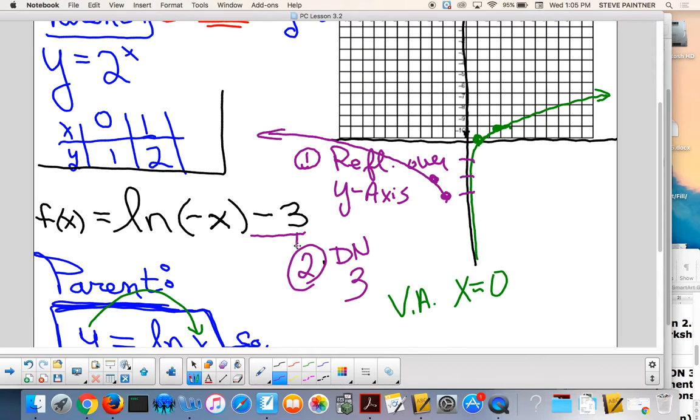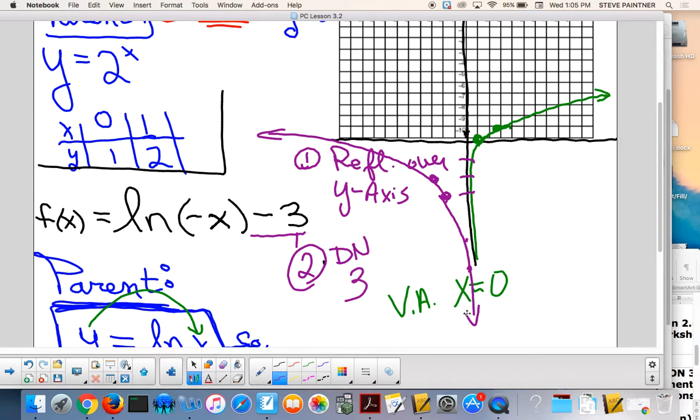Good? Now, when you look at the asymptote, if you reflect the asymptote over the y-axis, aren't you right next to it on the other side? But now, if you move that down 3, you'd be about here. So really, it's just going to ride the y-axis on the other side. Okay?